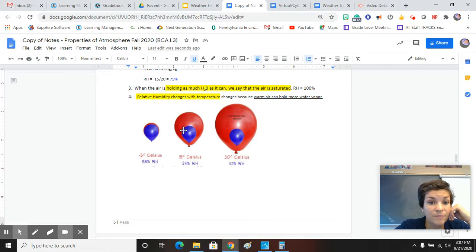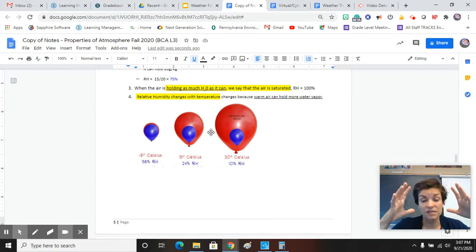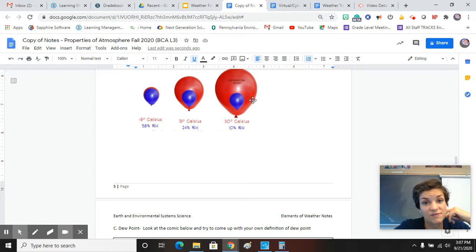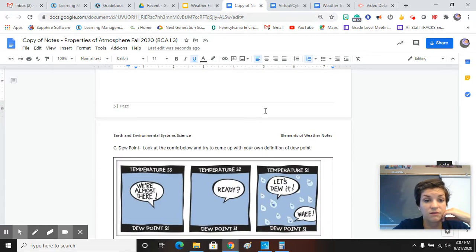As it heats up, the air expands and can hold more water. And you'll notice the percentage of how full this air is of water lowers. It's only 10% relative humidity. So this air is very dry, okay?